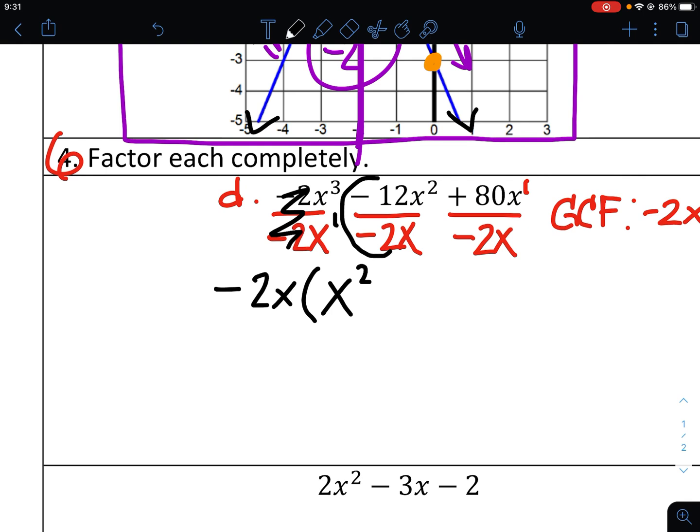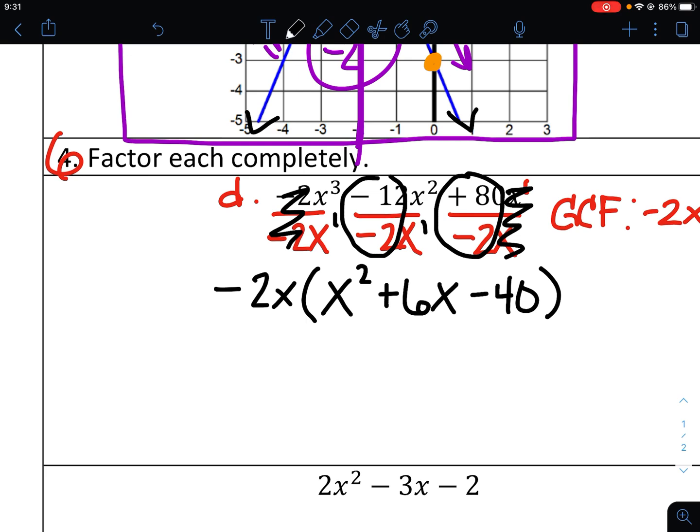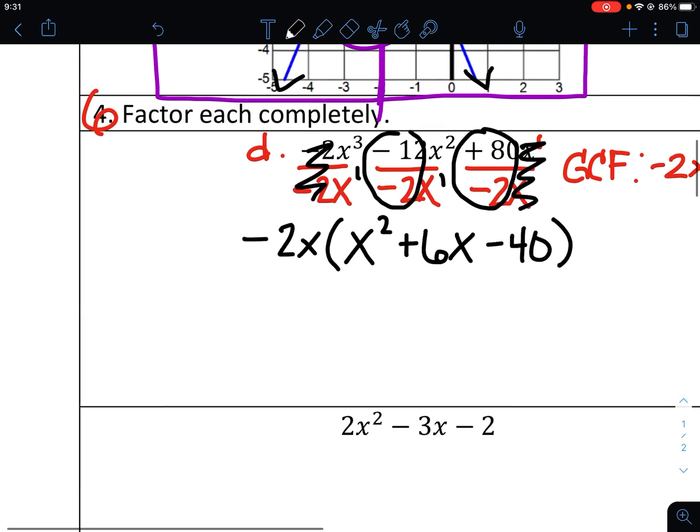Negative 12 divided by negative 2 is positive 6. X squared divided by x to the first, 2 minus 1 is 1. So x to the first. And then finally 80 divided by negative 2 is negative 40. X to the first divided by x to the first is 1. They essentially just disappear. Okay, so we're left with negative 2x times the quantity x squared plus 6x minus 40.